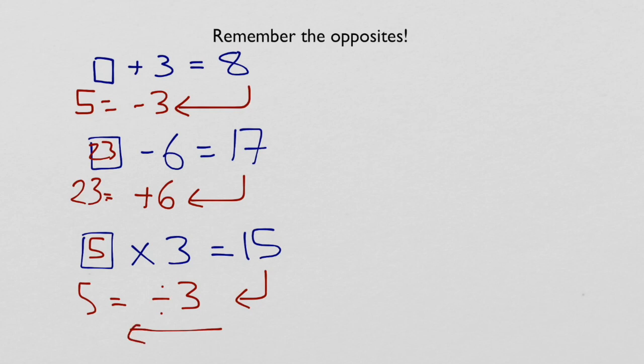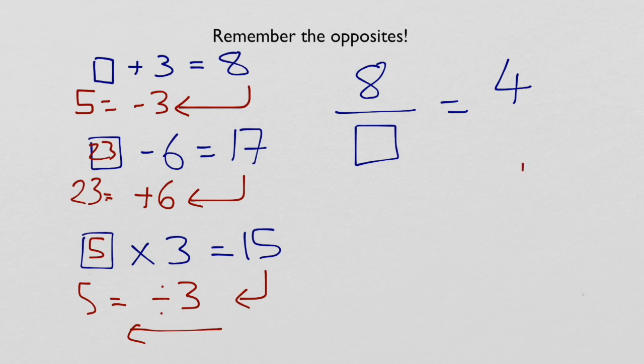And then lastly, we'll have a look at some divide. So 8 divided by something equals 4. Okay, so start with your answer. Move left. And think to yourself, 4 times something equals 8. Okay, so you think, 4 times 2 equals 8. So that missing number in the box has to equal 2.